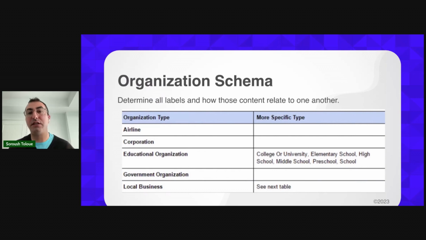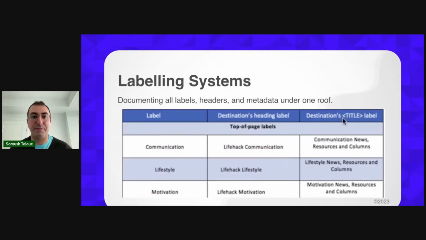Organization schema, again, is an example of a deliverable that you could hand off to your dev team to say, hey, for the education organization dropdown, for example, we will have the following labels, and here they are. You can code them accordingly.